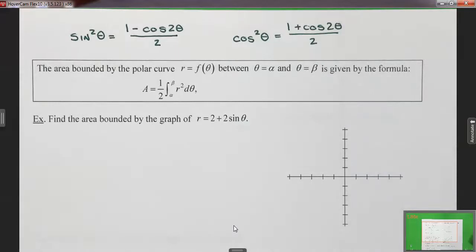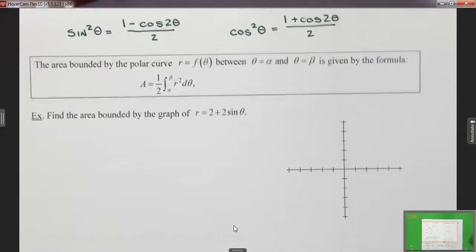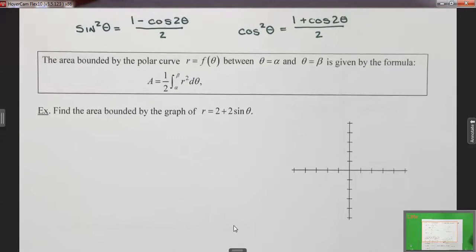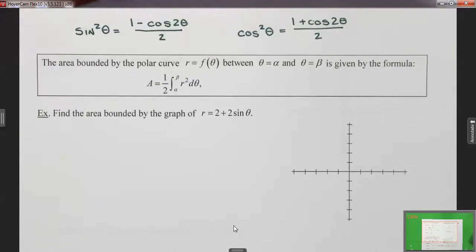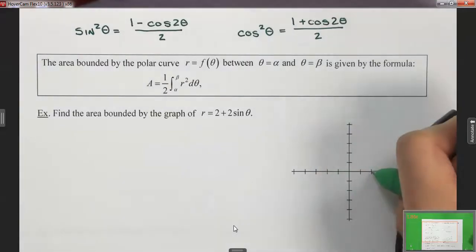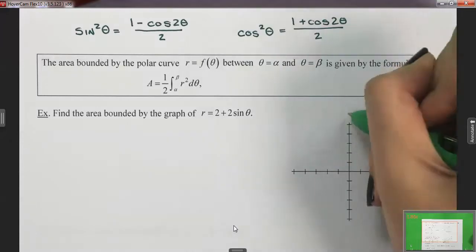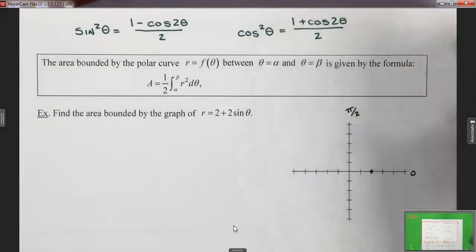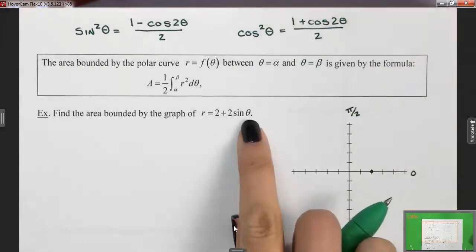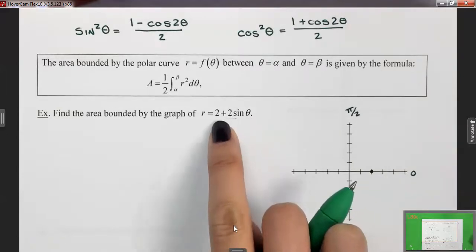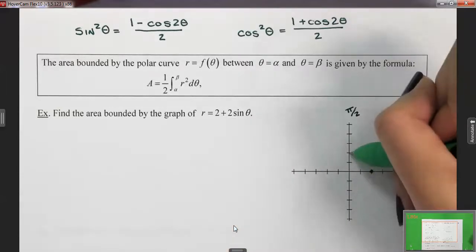Okay? All right. Find the area bounded by the graph of r equals 2 plus 2 sine theta. All right, plug in 0. 0 plugged in is 2, so we go out 2 in this theta direction. And then at pi over 2, sine of pi over 2 is 1, 1 times 2 is 2, 2 plus 2 is 4, so we go up 4.